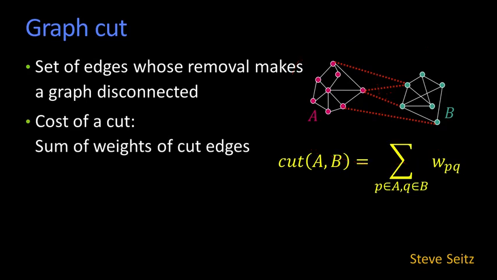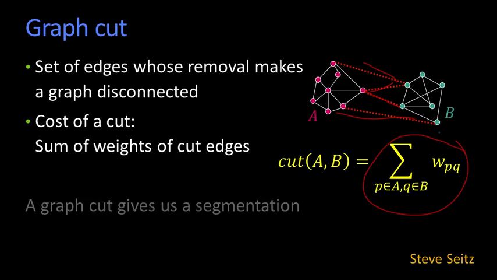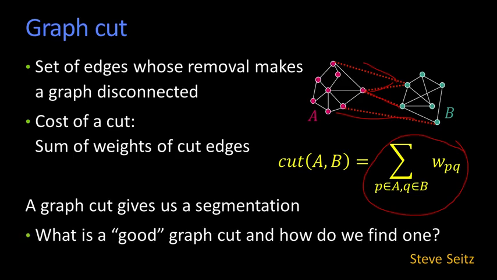And the idea is that the cost of a cut is quite simply the cost of all of the links that you broke. So that's what this shows you here. For all P in A and Q in B, where I've separated A and B, what's the cost between all of those? And a graph cut would give you a segmentation of the image. So the question becomes, what is a good graph cut, and how do you find one?